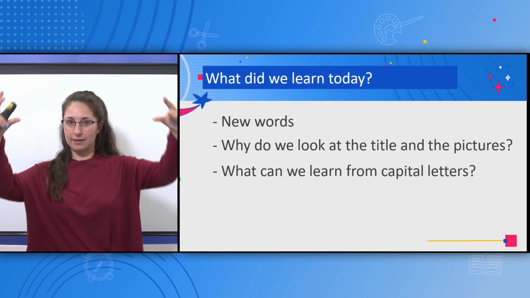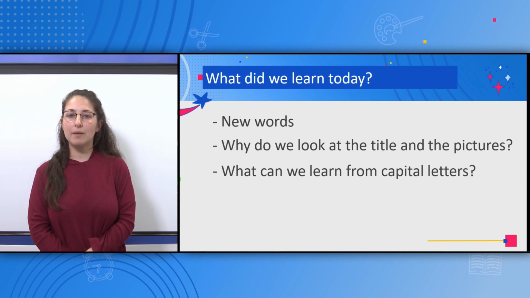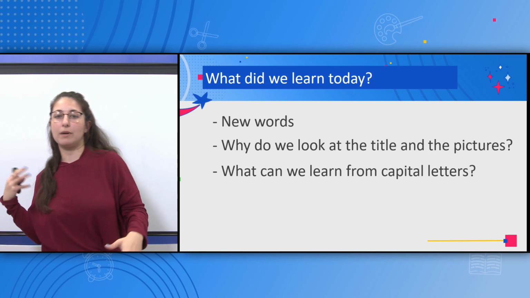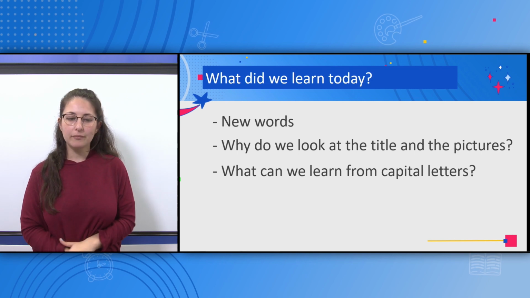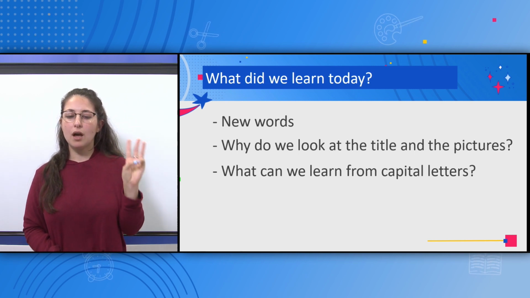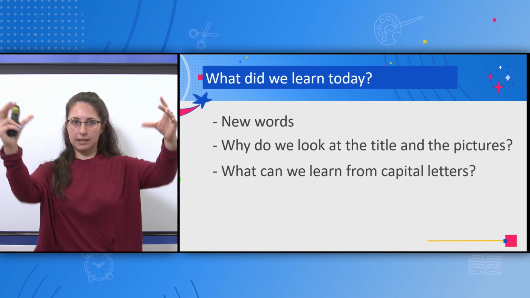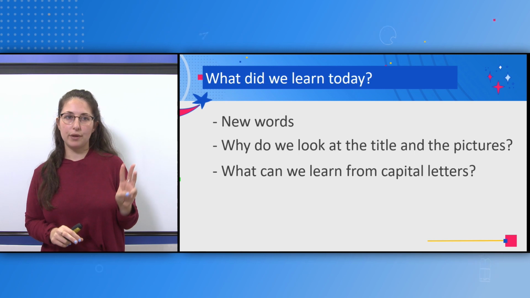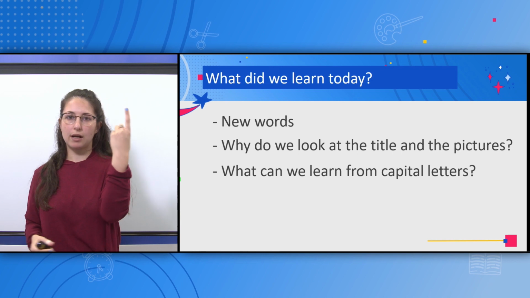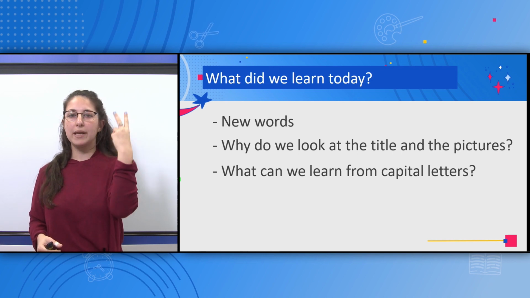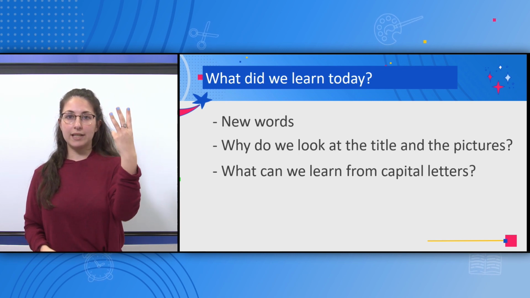Because when we look at the title and the picture of a story, we know what it's going to be about. Like if it's going to be about friends, about animals, about a family. And three, we learned, what can we learn from capital letters? If we see capital letters in a text, it can be three reasons. Or a title of a story or other text, or a beginning of a new sentence, or a name.